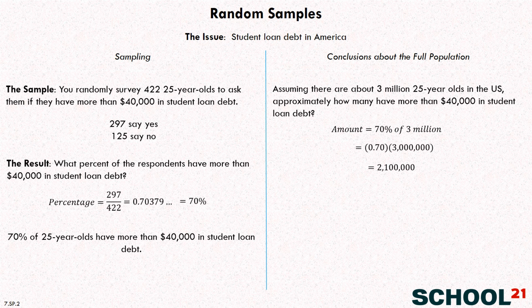And you can have 2.1 million or 2,100,000. And you can make a statement then that approximately 2,100,000 25-year-olds have more than $40,000 in student loan debt. And that's the power of taking a small sample. You don't have to talk to 3 million people. You only have to talk to 422. But if you take the sample right, you can make conclusions about the full population.